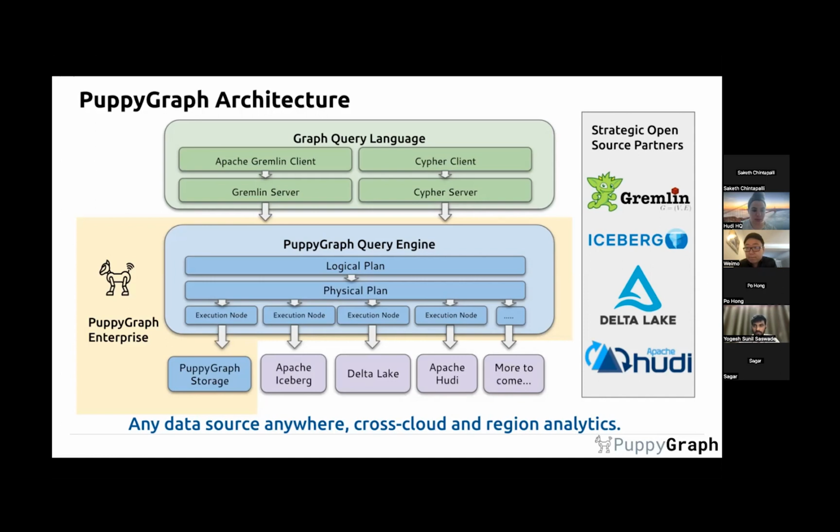Yeah, I see. My next follow-up question is related to what Po has pinged in the chat. Does it take advantage of some features of Hudi, such as column stats, which can help in data skipping?